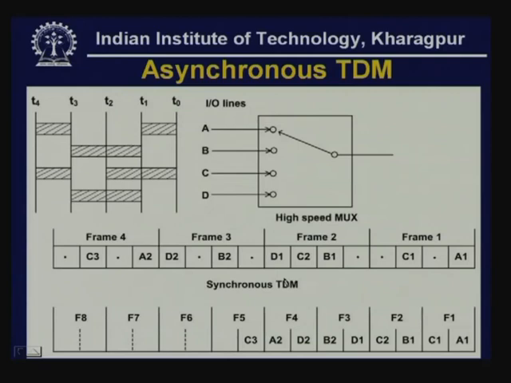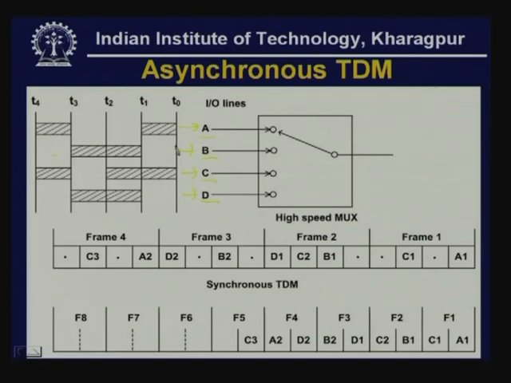This is illustrated with the help of this simple example. Here data is coming from 4 different sources A, B, C and D, and here you have got the high speed multiplexer. Here obviously the data rate is 4 times that of the data rate of these inputs. Now, here there are different time slots. So, this is going to source A, this data is going to source B, this is going to source C, and this is going to channel source or channel D.